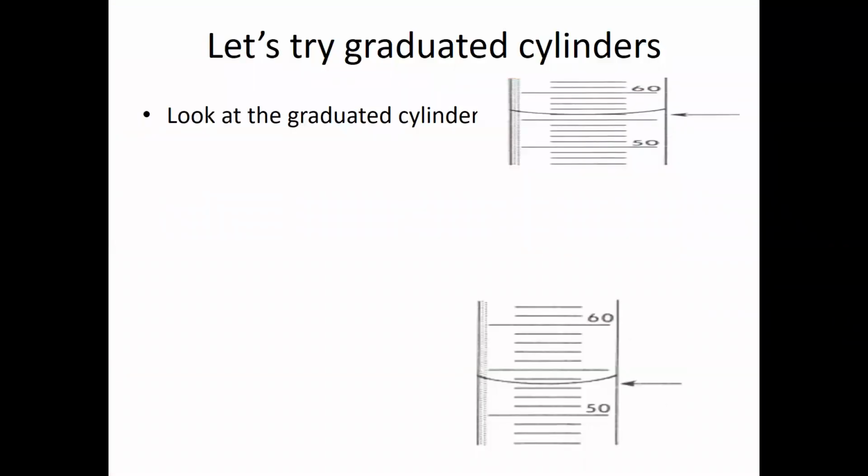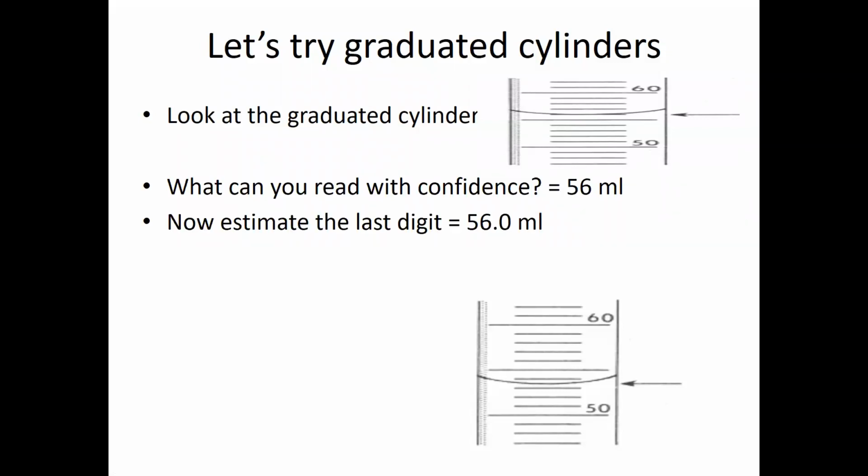Here we have a graduated cylinder, same thing. Hopefully y'all remember that's called a meniscus. So remember, I measure at the bottom of the meniscus. Here's my 50. It goes up to 55, 56. So I know 56 for sure, and I'm going to estimate one place past that. So I would estimate it as 56.0. These two I knew for sure, the 5 and the 6, and I estimated my last one.